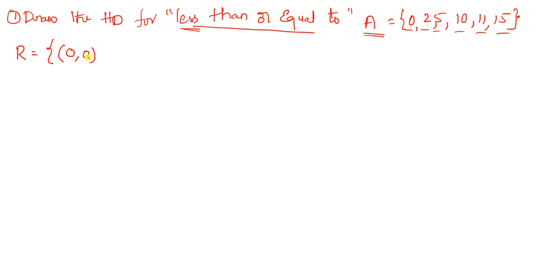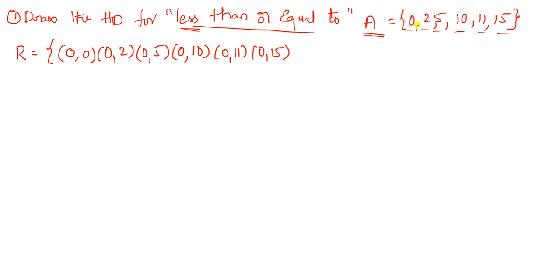See, based on the relation you have to find out the elements in that particular relation. So next, 0 is less than or equal to 2. Yes, 0 is less than 2. So similarly all the elements: 0 less than 5, so 0, 5 is another element, and 0 less than 10, so 0, 10 is another element, and 0, 11 is another element, and 0, 15 is another element. Okay, and next check the second one.